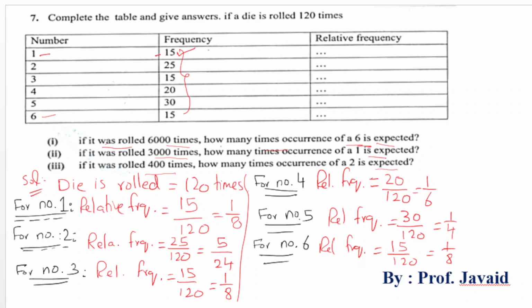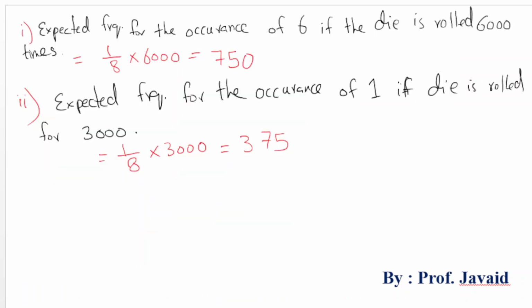Now the third part. Let's see the third part. If it was rolled 400 times, how many occurrences of 2 are expected? So 2 here is 5 by 24. Let's write here number 3. Let's start the third part, the expected frequency for the occurrence.